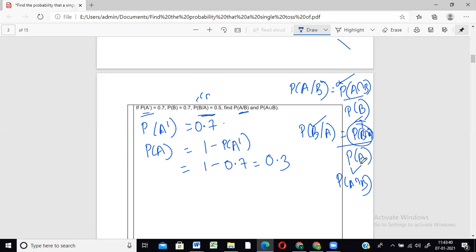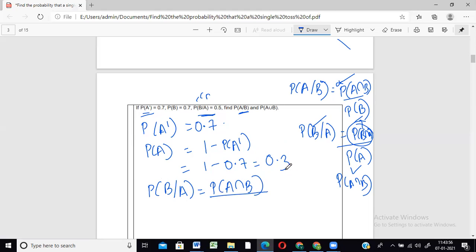Now we have got this value. Okay, we have this value also. We can find out this value now. I'm just writing the formula, which is equal to probability of A intersection B. As I said, A intersection B and B intersection A are both the same, so you can write it the other way around also.